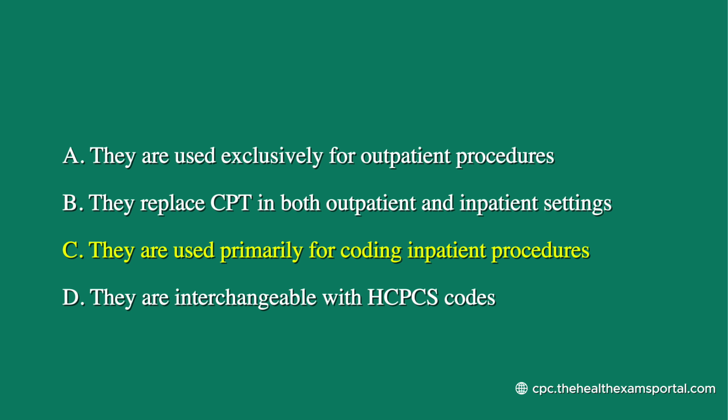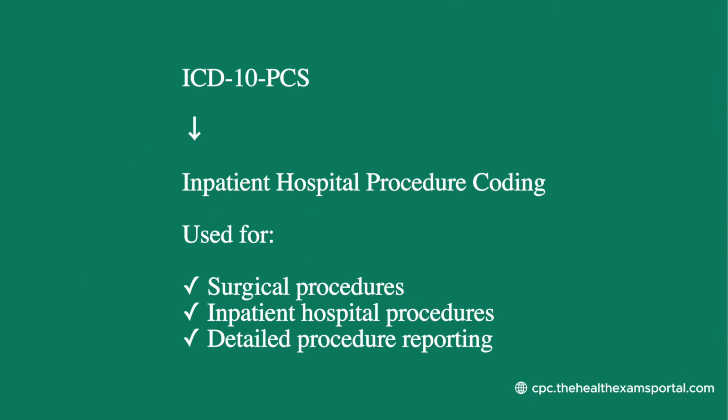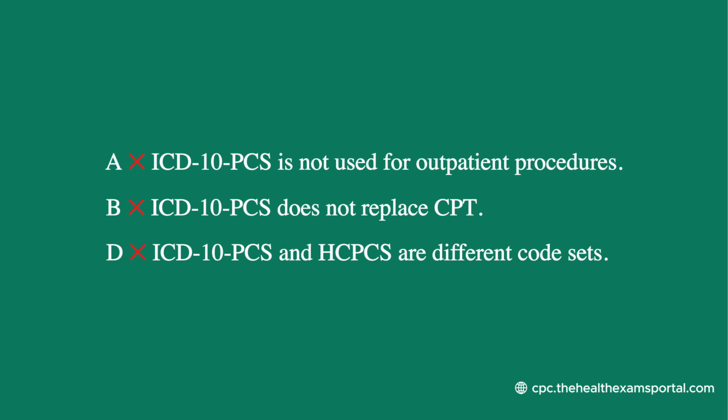Correct answer is C. They are used primarily for coding inpatient procedures. ICD-10-CM is designed specifically for inpatient hospital procedural coding. It is used to report procedures performed during inpatient hospital stays using detailed codes that describe the exact procedure performed. To accurately select an ICD-10-CM code, coders rely on detailed procedural information found in the operative report. This includes details about the procedure performed, the body system involved, the approach used, and other important characteristics required for proper code selection. Now let's look at why the other options are incorrect.